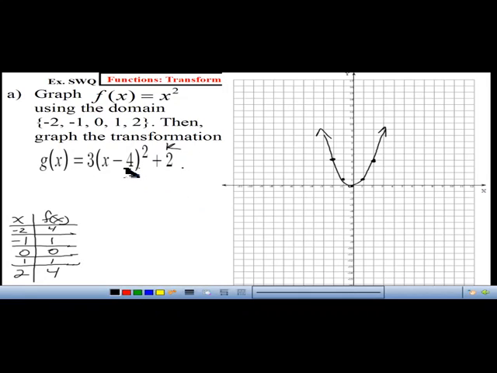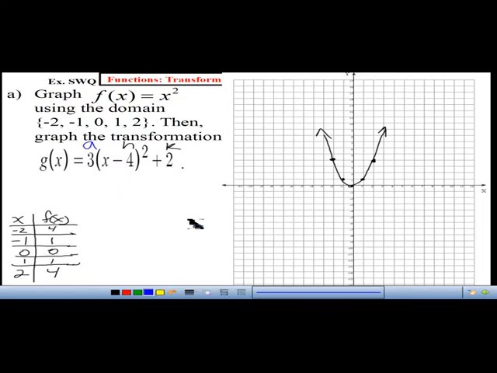The 4 is inside of the parentheses with X. What parameter does that belong to? Yeah, that is correct. H. Bam. I see you. Let's go. Which means if 3 is multiplying the parentheses, that means this is our A. Does that make sense? Yeah?